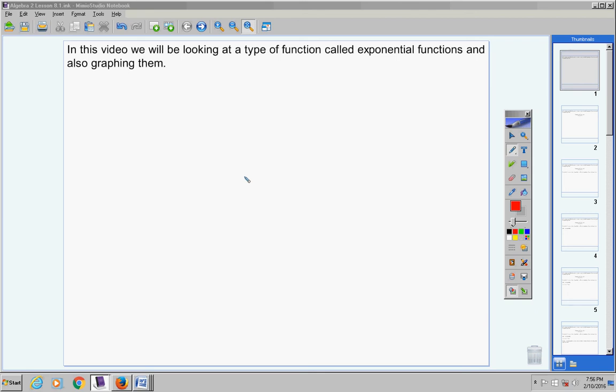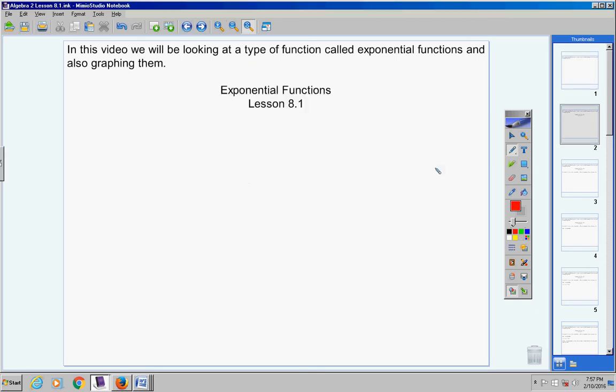Type of function that is called exponential functions. Okay, we're also going to graph them, so I'm going to introduce you to these functions, and then we're going to look at graphing them. Now, please copy your heading down like always.